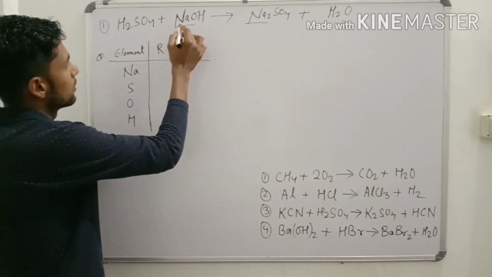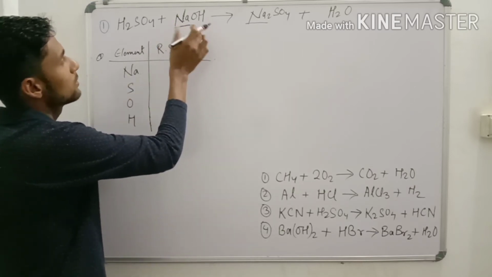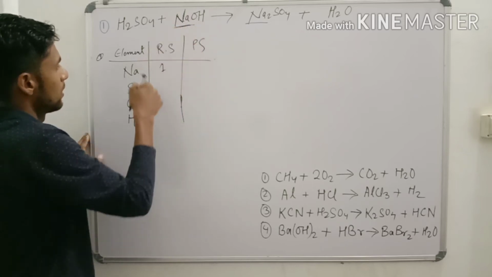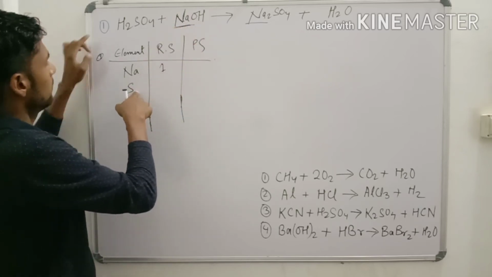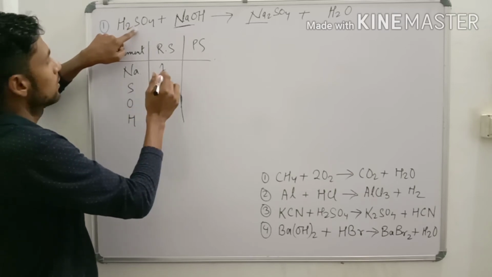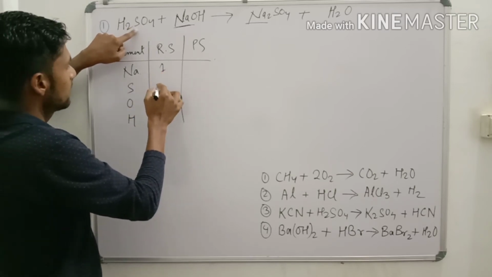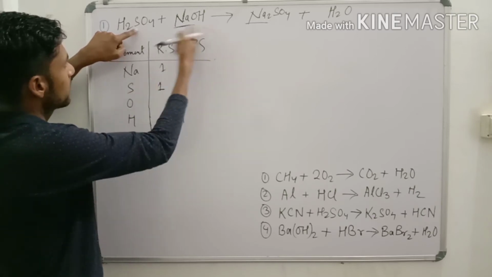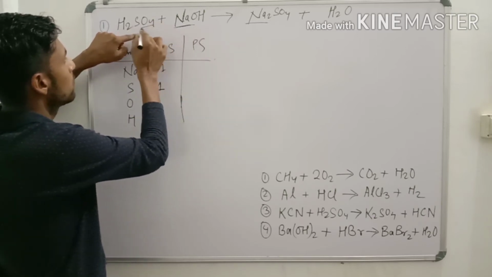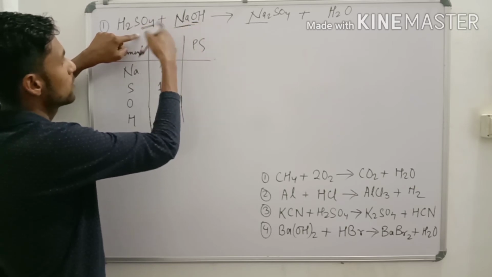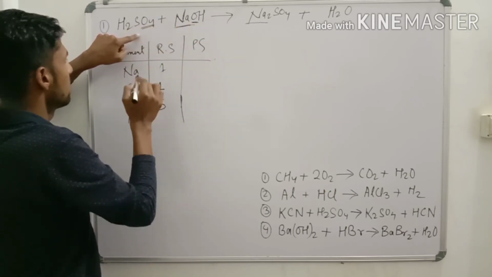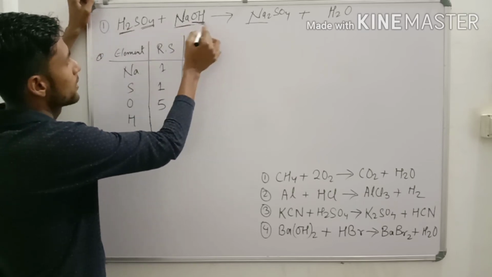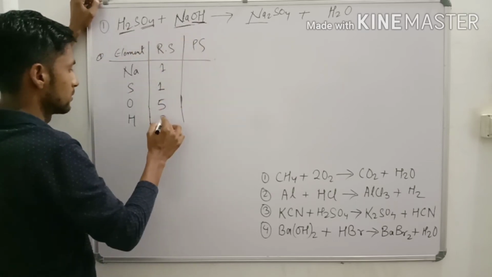So the number of sodium atoms in the reactant side is only 1, and the number of sulfur atoms present in the reactant side is 1. The number of oxygen atoms in the reactant side is O4, meaning 4 atoms, plus here only 1 atom, that is 4 plus 1, 5 atoms. Hydrogen H2 means 2 atoms of hydrogen, plus here 1 atom of hydrogen, 2 plus 1, 3.